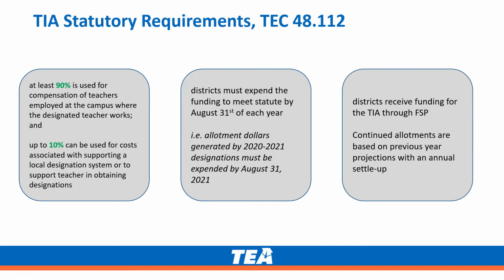For example, if allotment dollars are generated by 2020-2021 designations, those dollars must be expended by the district by August 31st of 2021. The third main point is that districts will receive funding for the teacher incentive allotment through the Foundation Schools Program, or the FSP. That means that continued allotments will be based on previous year projections with an annual settle-up in September.